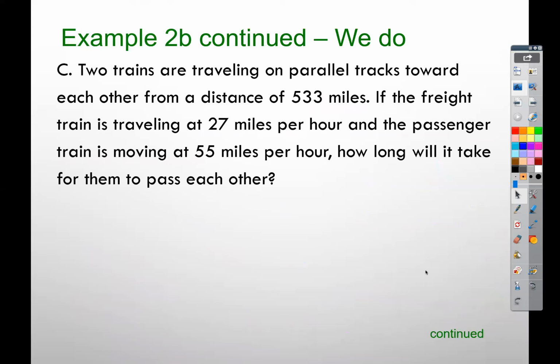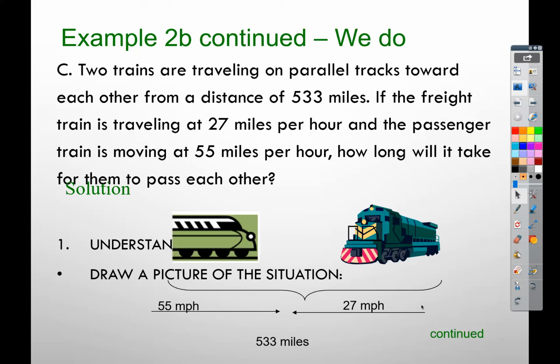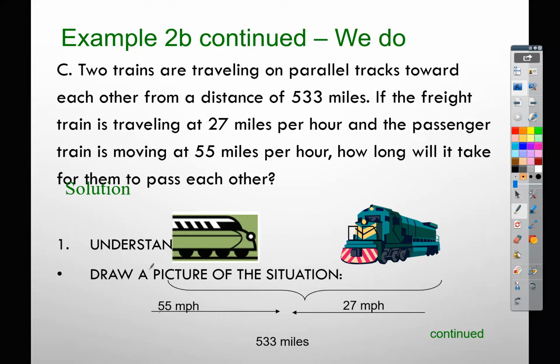Okay. 2B says, 2 trains are traveling on parallel tracks towards each other from a distance of 533 miles. If the freight train is traveling 27 miles per hour and the passenger train is traveling at 55 miles per hour, how long will it take them to pass each other? Okay, so you have this lovely picture of the situation. So the 2 trains are coming together, okay? They're traveling toward each other from a total distance of 533 miles. So from one end to the other is 533 miles. How long will it take them to pass each other?